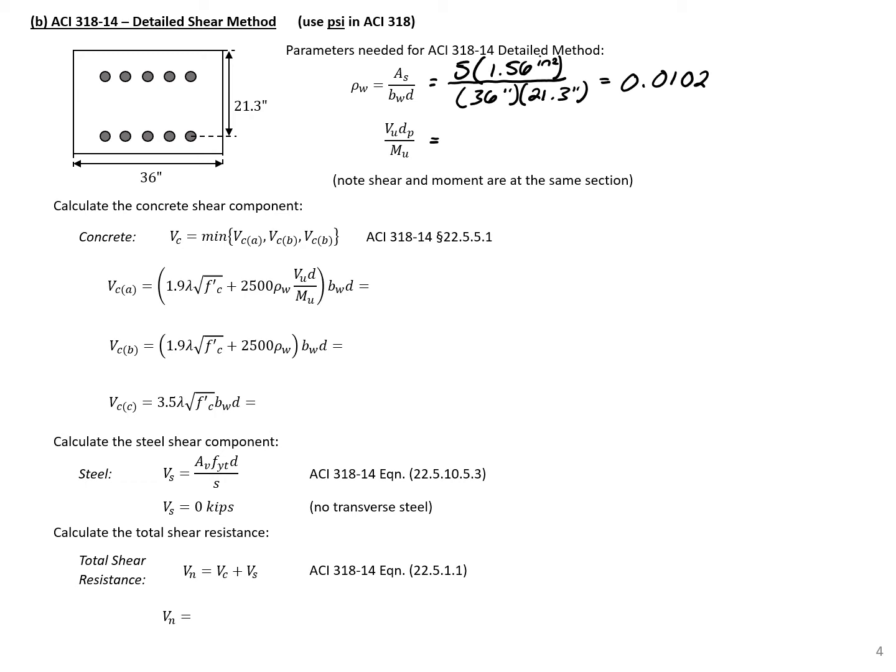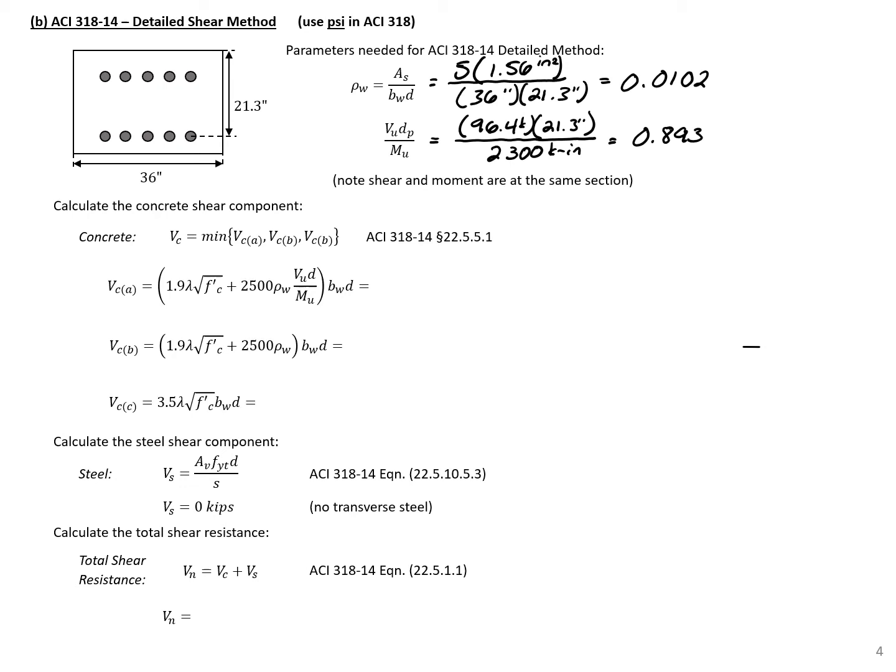and we'll find this to be our VU 96.4 kips, our dP 21.3 inches, divided by our M sub U of 2,300 kip inches. So this will give us a value here of 0.893. So now we can plug these values into our different VC equations.